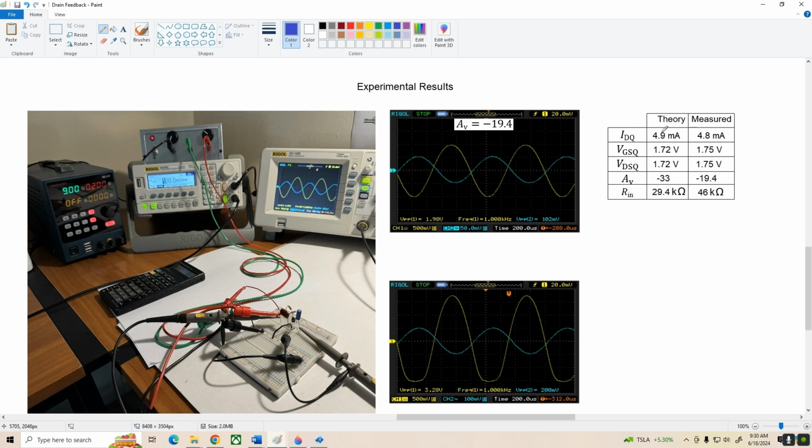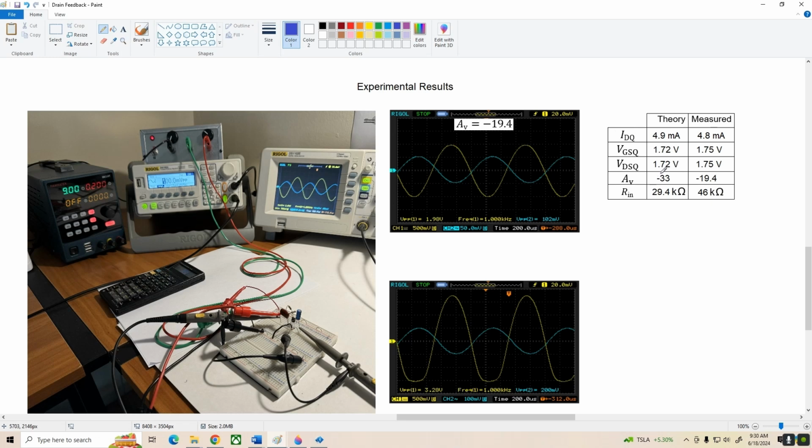Starting with IDQ, we calculated 4.9 milliamps. I got 4.8 milliamps from my experimental circuit, which is good. VGSQ was 1.75, which is also in good agreement. VDSQ, of course, is the same. And the one thing that's off the most is the voltage gain. I measured a gain of negative 19.4 versus negative 33 in our calculations, and that's pretty typical.